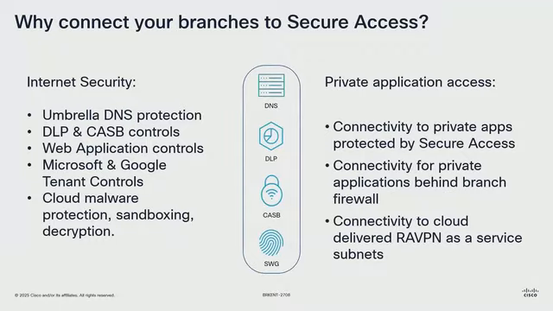Why would I connect my secure branch to a security service edge? There's always a question I get: I've got a firewall right at the branch, so why would I send traffic to the cloud firewall? Shouldn't I just do all that on the edge firewall? Well, there's a bunch of stuff that edge firewalls can't do as well, or can't do at all, depending on your point of view. So for internet security functions, well, Umbrella DNS.